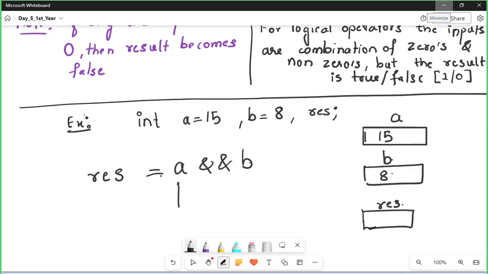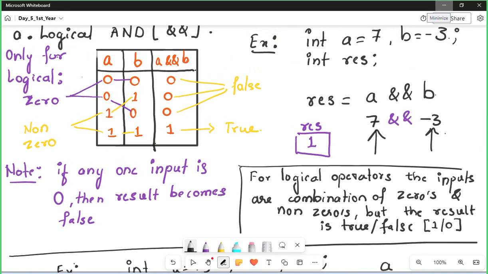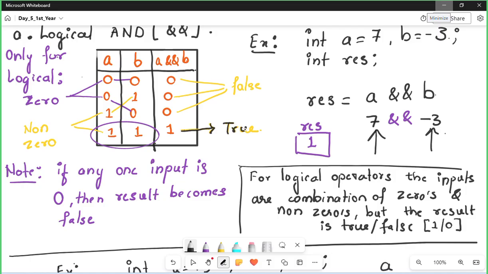Now what is the value of a? Value of a is non-zero, and value of b is also non-zero. Now you go to the table where you have a non-zero combination as an input. So in this case, what will be the result? The result will be true.